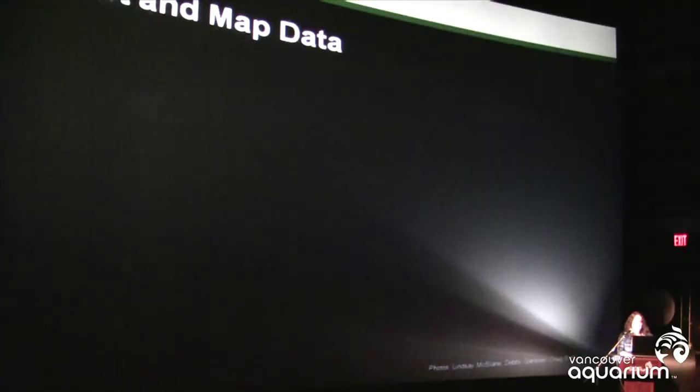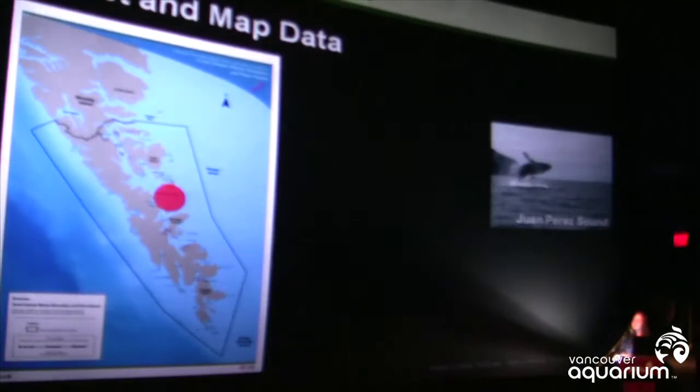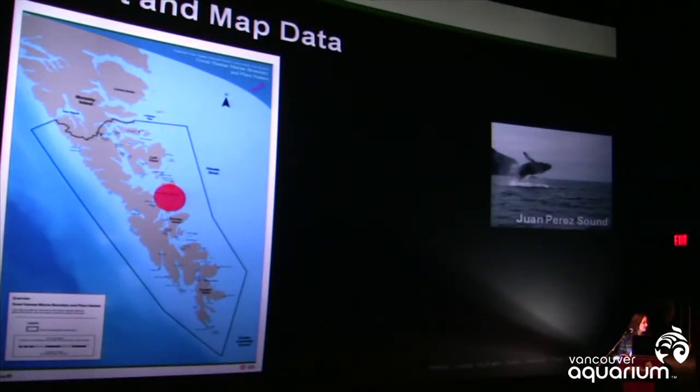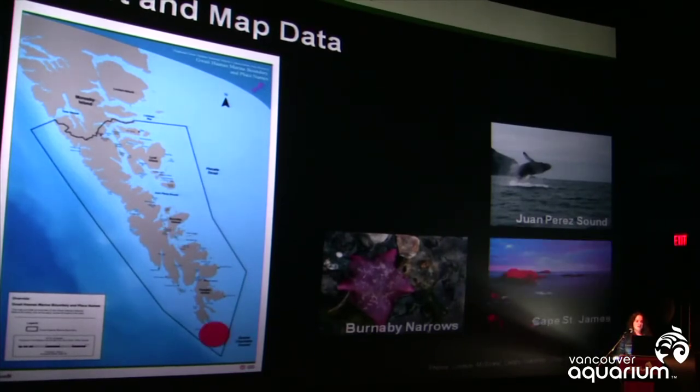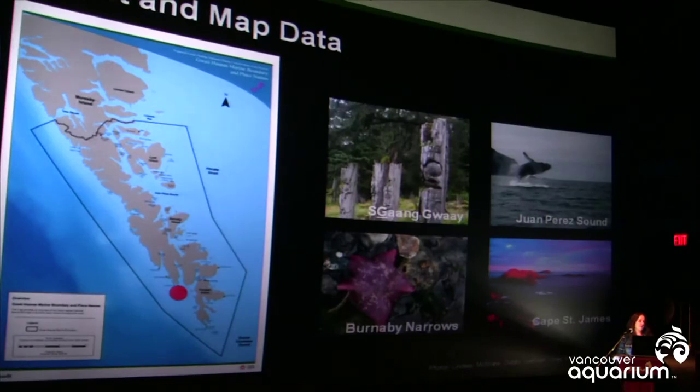So the first step would be to collect and map data. One of the first things we want to do is consider what is important in Gwaii Haanas. What areas are people interested in and why? One that comes up right away is humpback whales. As we've seen tonight, there's a lot of interest in whales. One example of where you would find this would be Juan Perez Sound. Another area is intertidal habitats. One commonly recognized is in Burnaby Narrows. Other areas include Cape St. James, which has magnificent sunsets and interesting geological formations, as well as Skungwaii, which has a number of cultural treasures.